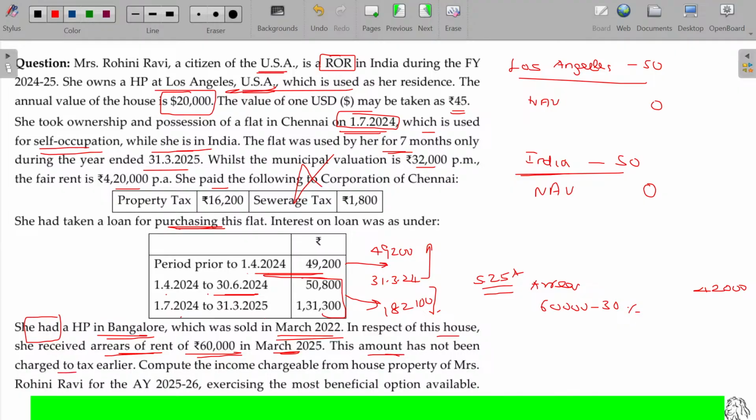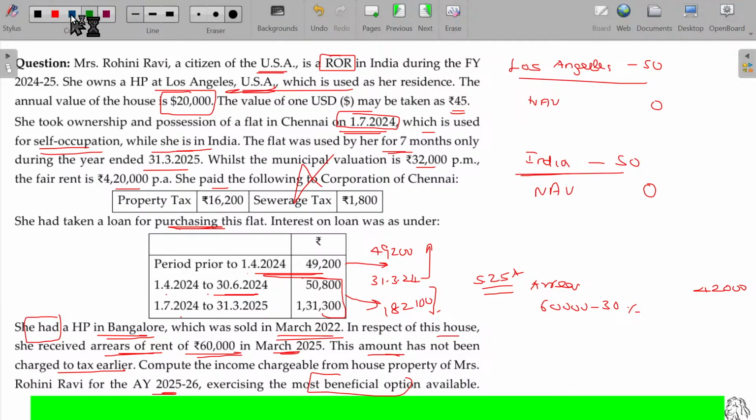This amount has not been charged to tax earlier. So earlier we claimed the deductions, now we are receiving it, so it should be taxable after the flat deduction of 30%. Compute the income chargeable from house property of Mrs. Rohini Ravi for the assessment year 25-26, exercising the most beneficial option. So this sum becomes easier now.